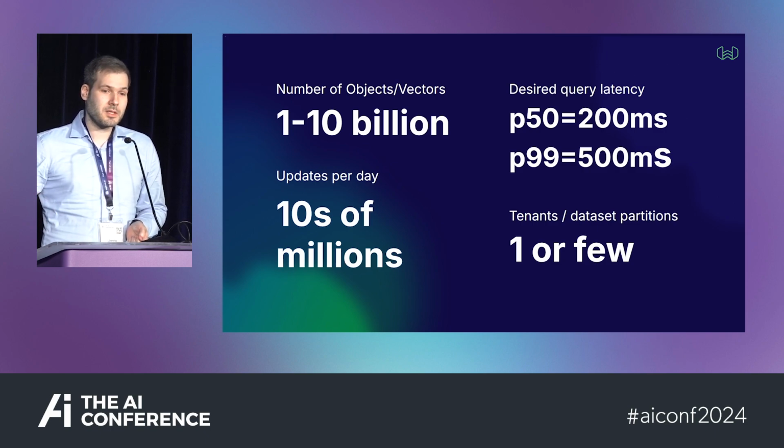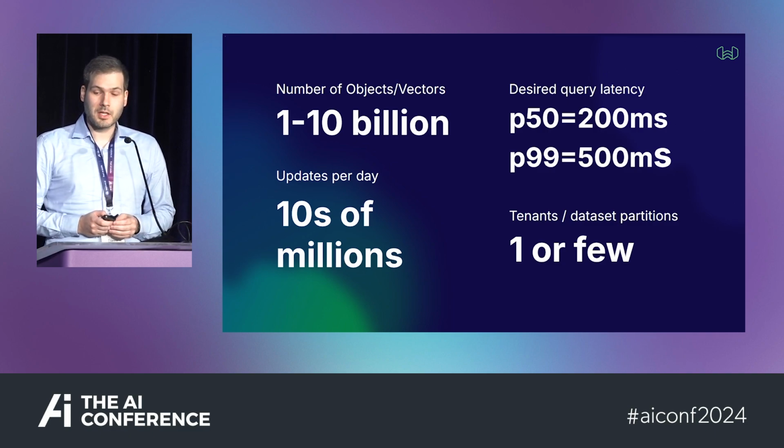I think the peak that we saw, and some of our SREs were a bit sweaty that day, was over 100 million in a single day. And that's quite a lot, especially if you've tried vector search yourself. You may know that an update on a vector index may induce an additional cost.